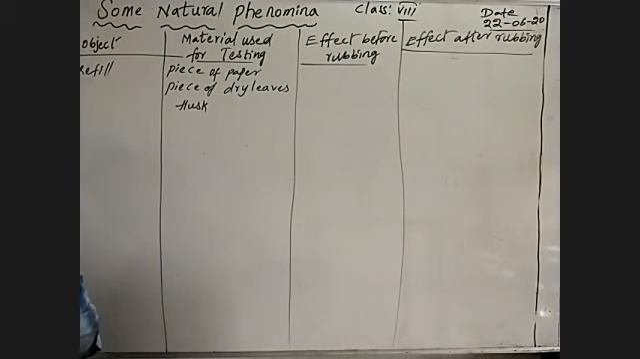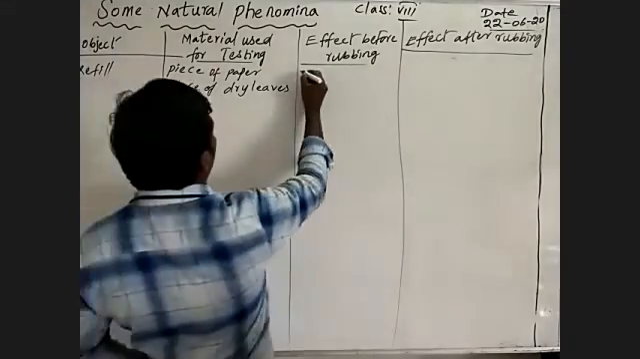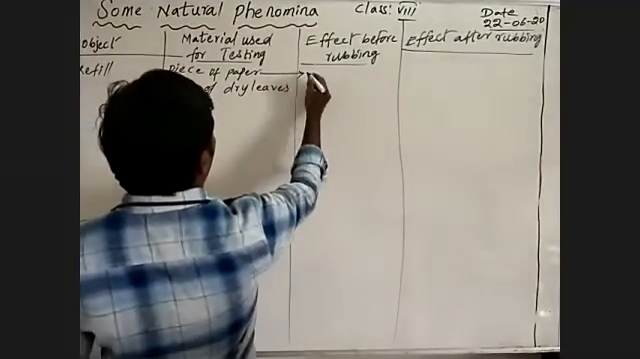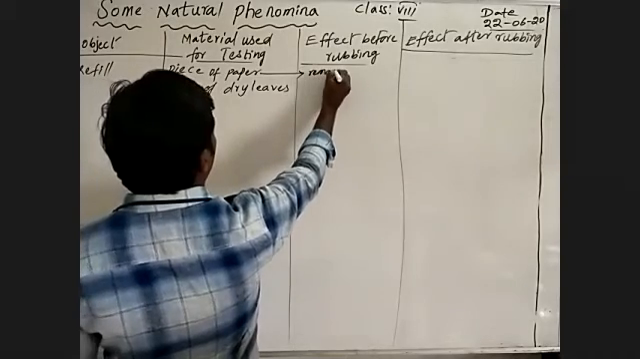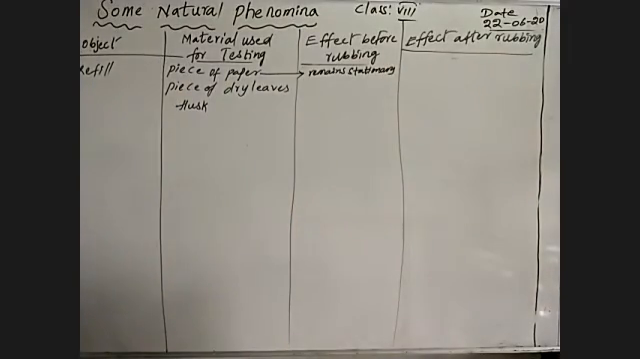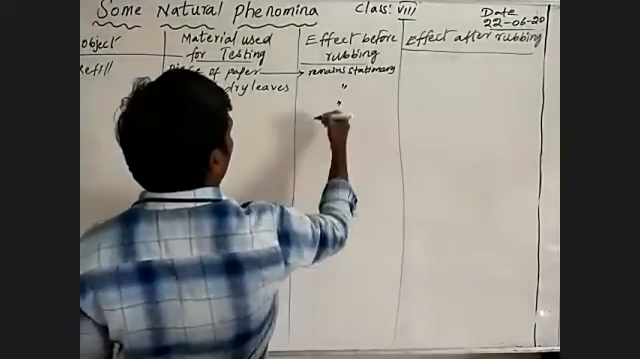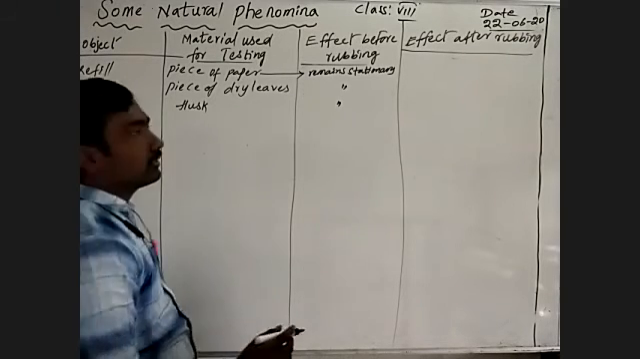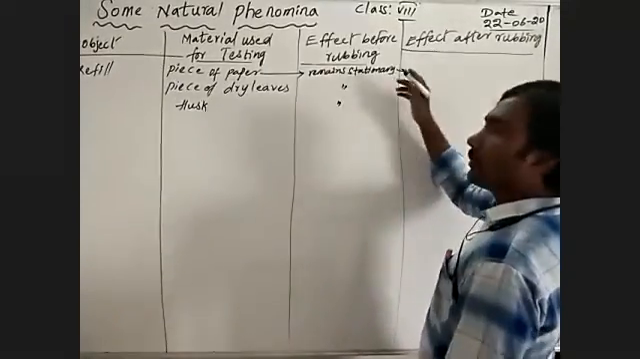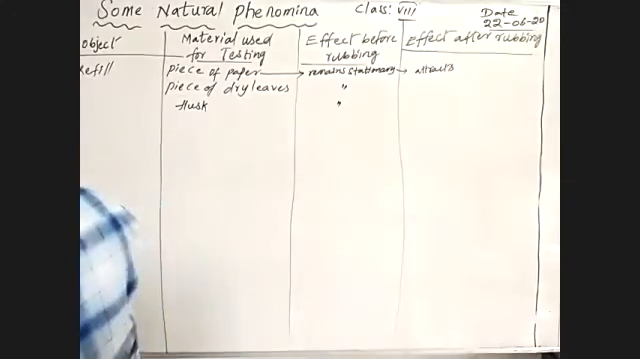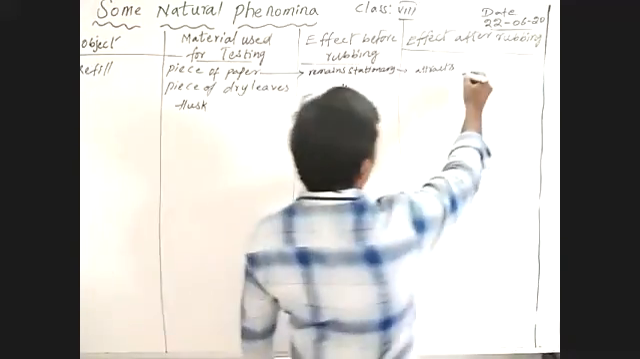Effect before rubbing: paper pieces remain stationary, meaning at rest. Pieces of dry leaves also remain stationary, and husk also remains stationary. Effect after rubbing: the piece of paper gets attached to the refill. It attracts to the refill.